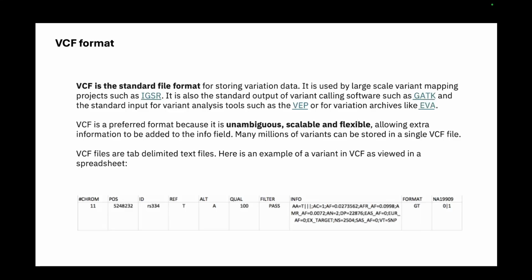There will be short forms. Say, for example, AA. What does AA mean? What does AC mean? AC actually means allele count. So how many times this particular allele is there for that particular variant, right?